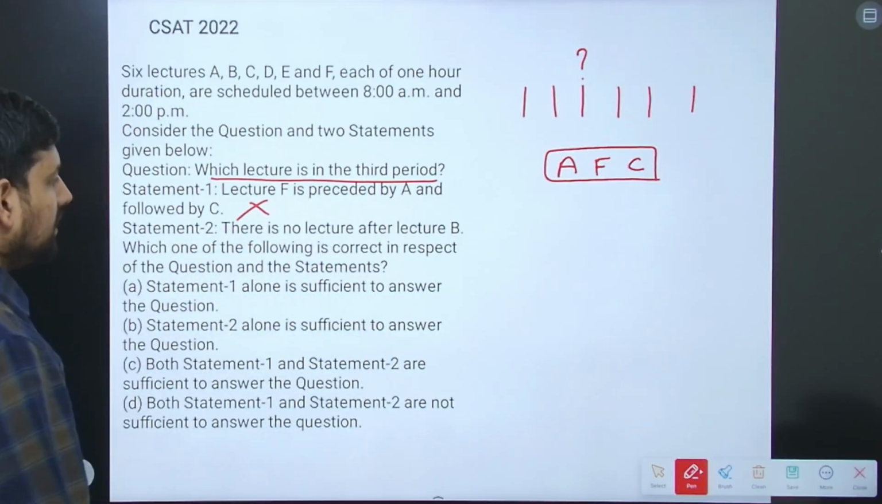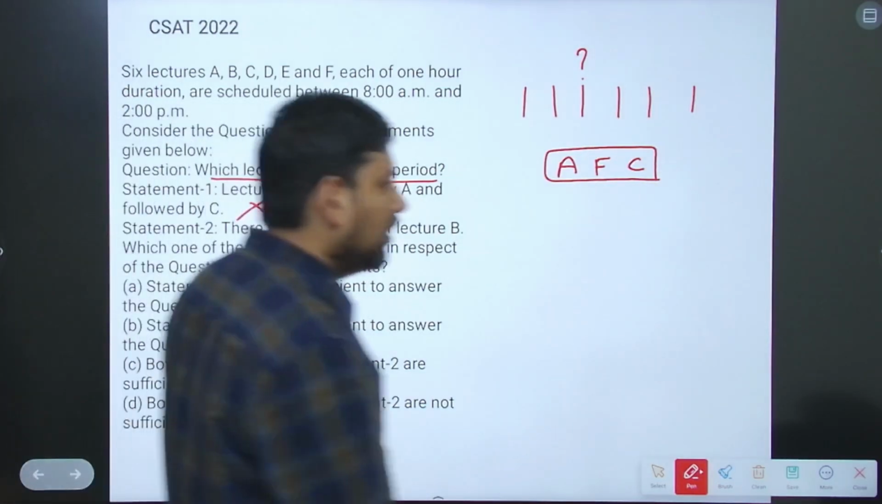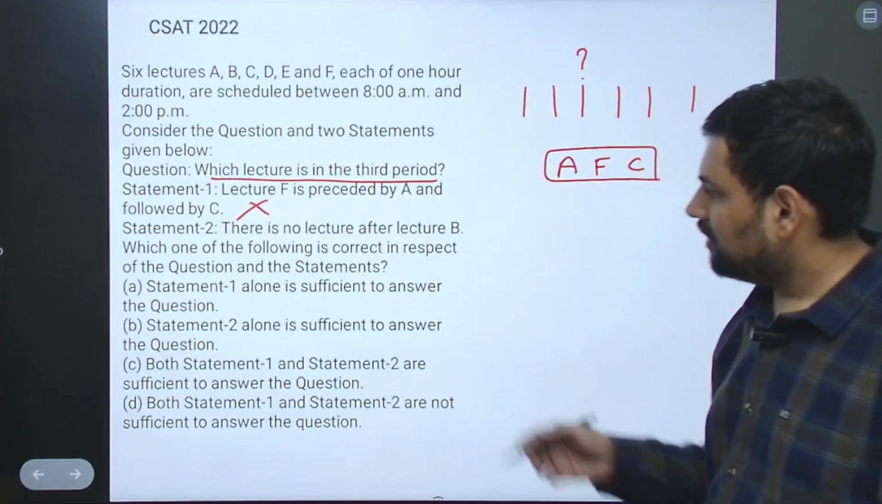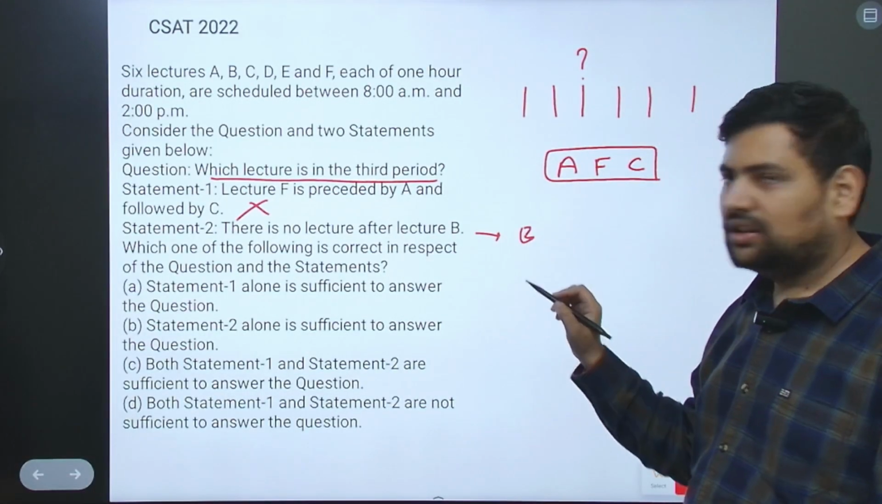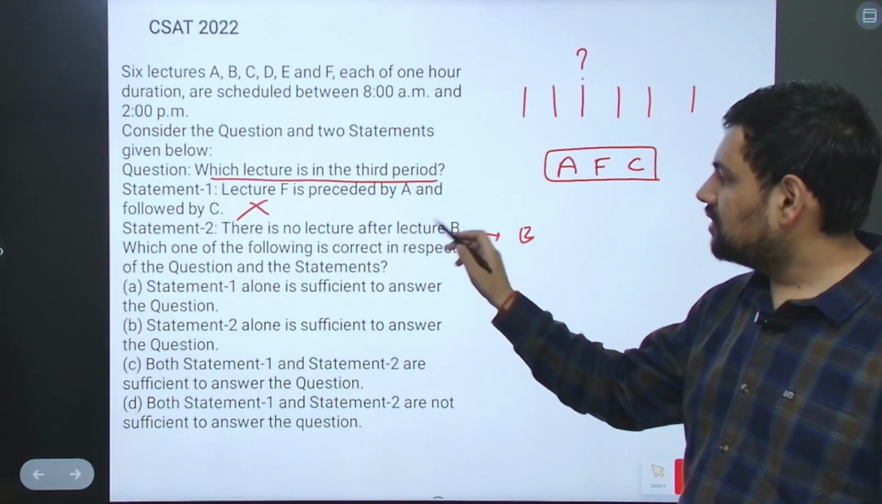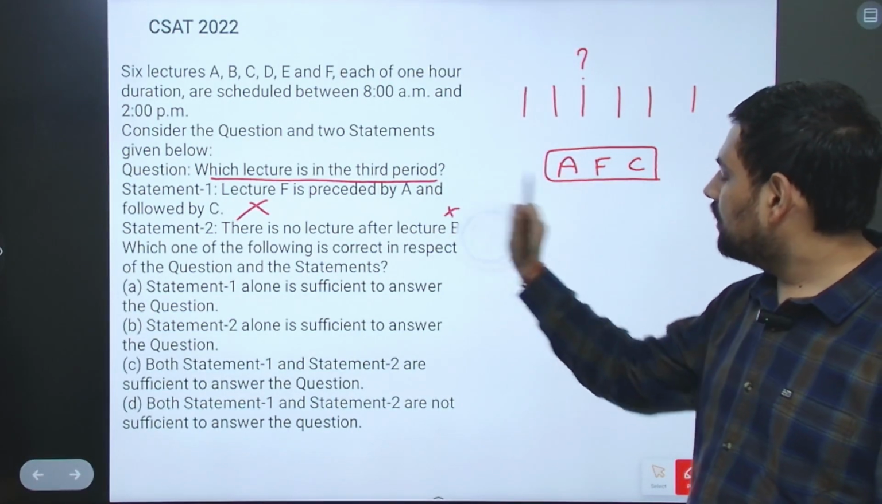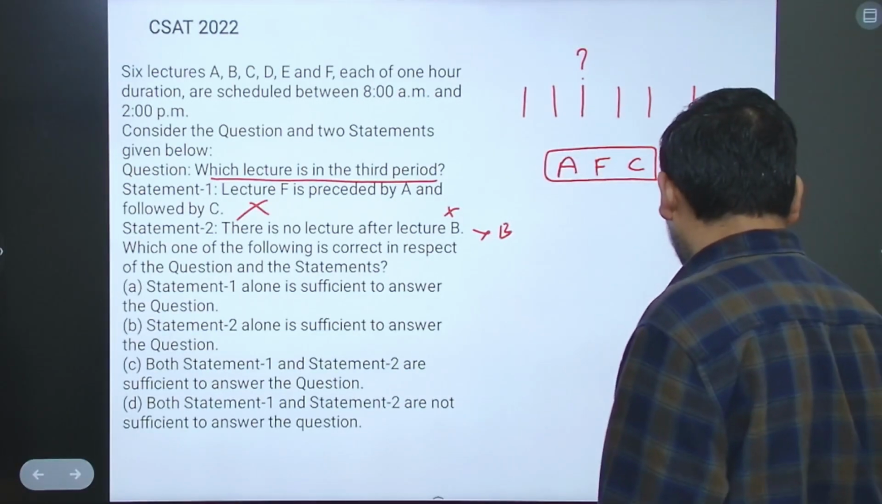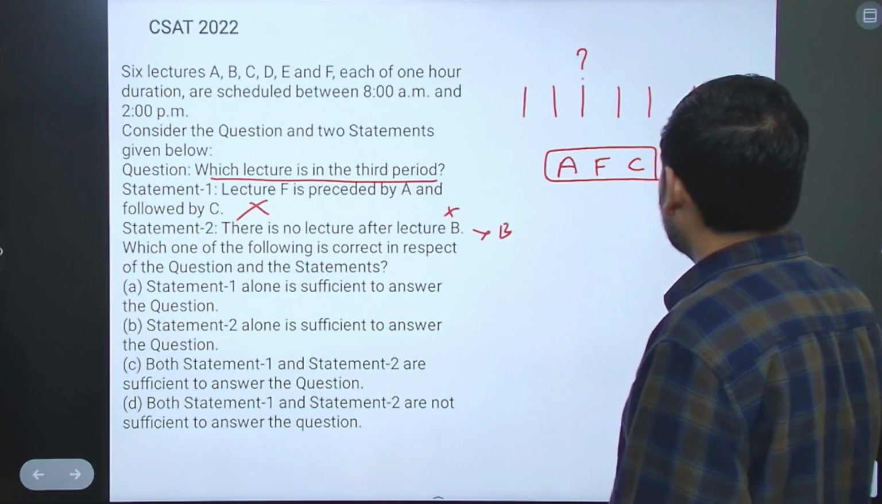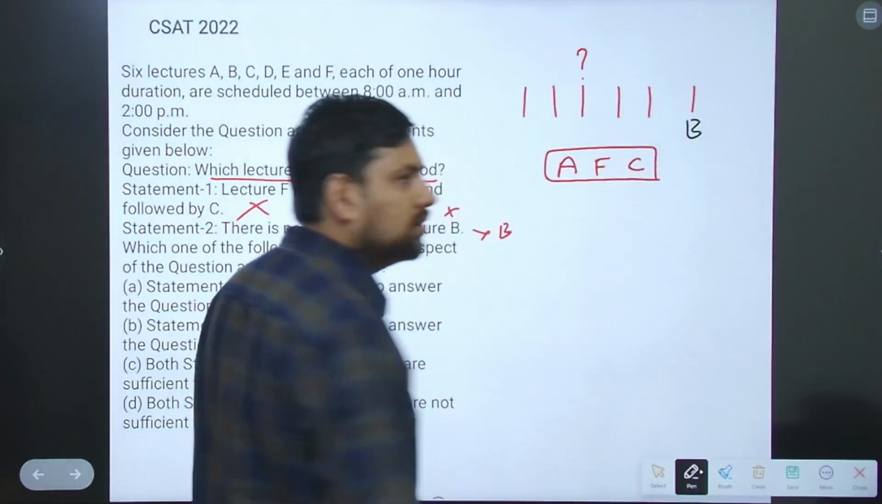Then, there is no lecture after lecture B. No lecture after lecture B means what? This is only telling me the last lecture. So the last lecture is B. Correct? Is this enough? Of course not. Now let's combine them both. After combination also, what you get is B at the last. Now AFC you don't know.